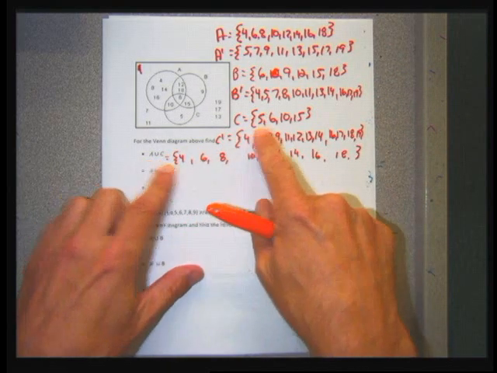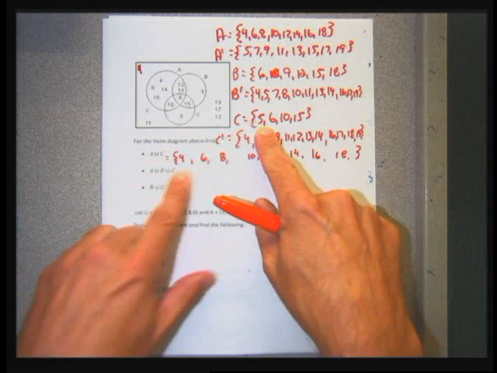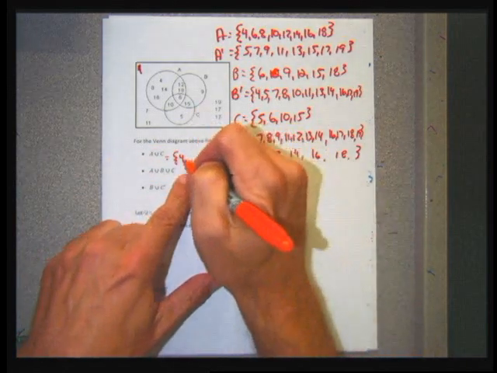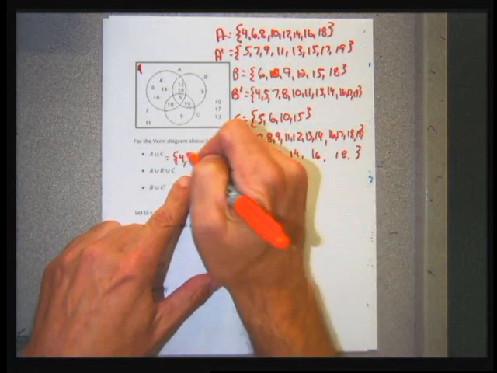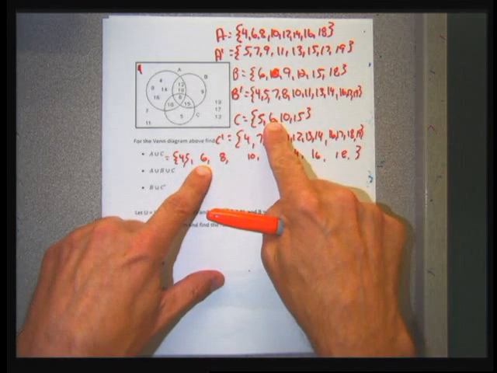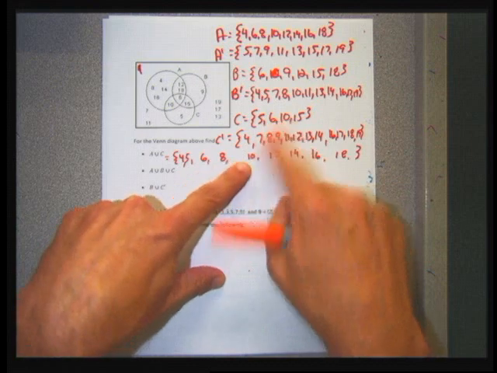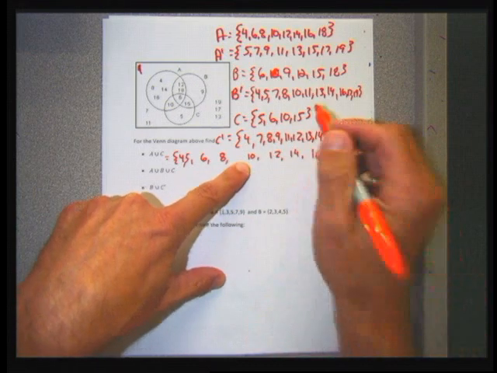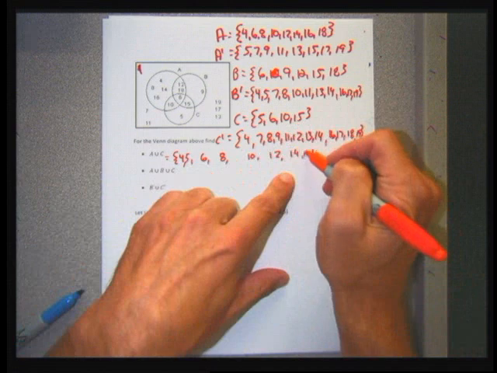I go to the C set. The first thing I see in the C set is 5. I don't have it in my union, so I'm going to insert it in my union. I look at 6. 6 is in the union. I'm not going to add it again. 10 is in the union. I'm not going to add it again. 15 needs to be in there. I'm going to add it.